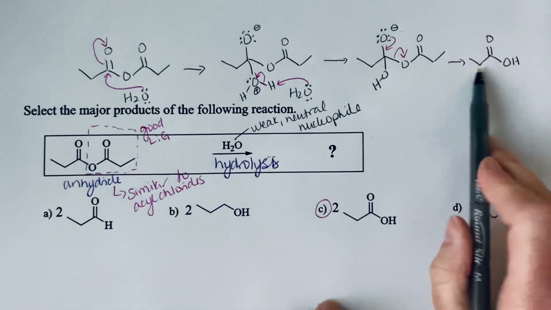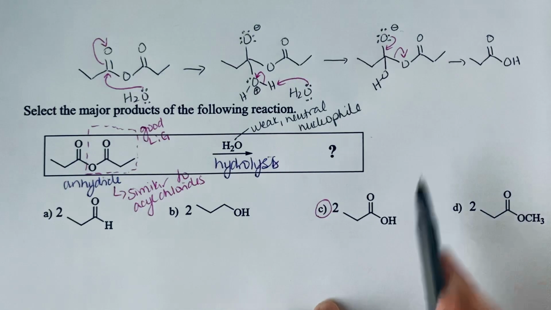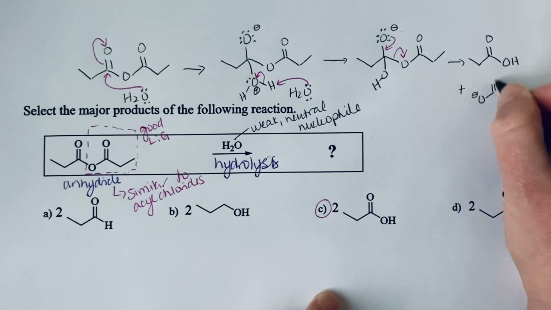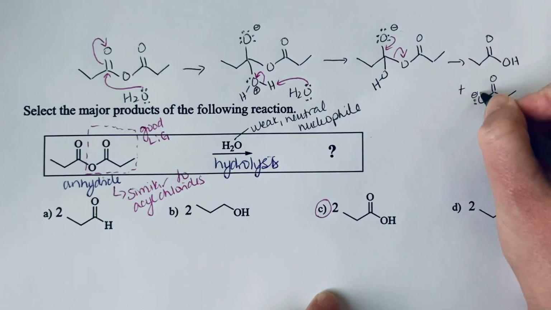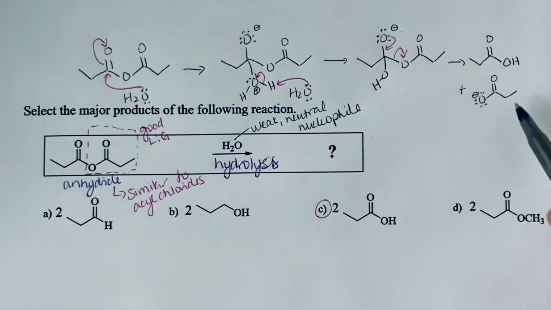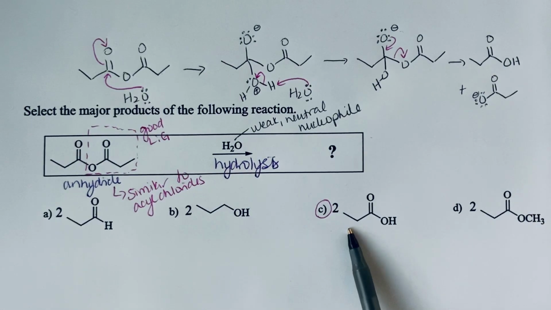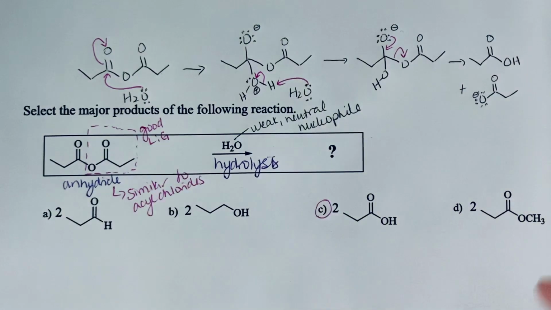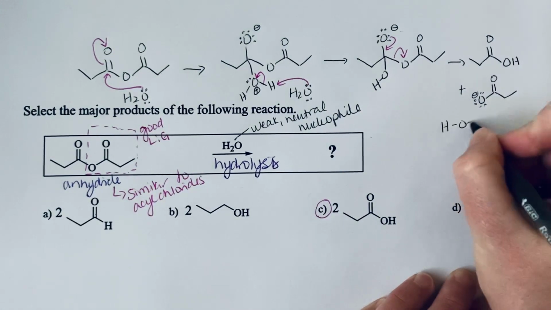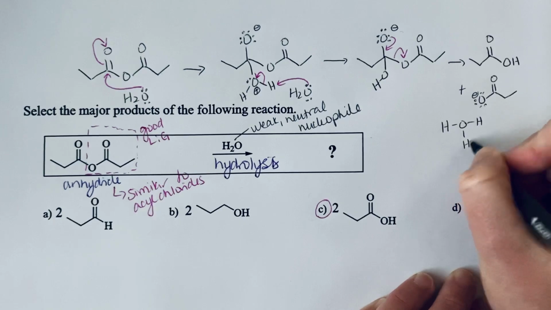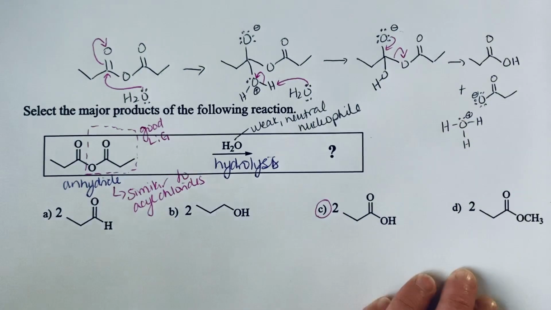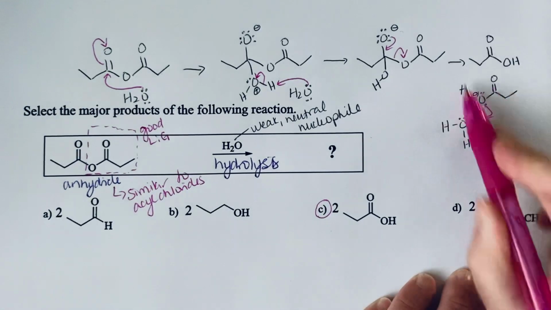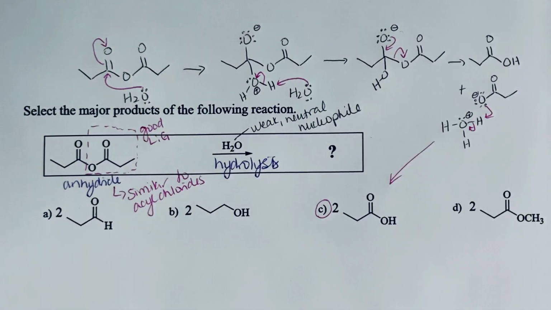Right, so we've seen one equivalent of this carboxylic acid form, and we've also kicked off that carboxylate. And if we protonate that carboxylate, we will get the second equivalent. With this deprotonation step right here, we just generated some H3O+. So I'm going to use that as my acid to put a proton onto this carboxylate. So this can grab a proton. And we have now formed those two equivalents of carboxylic acid.